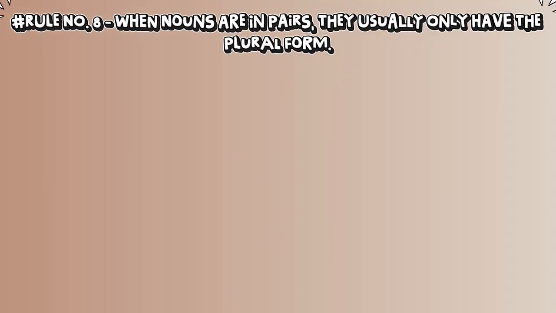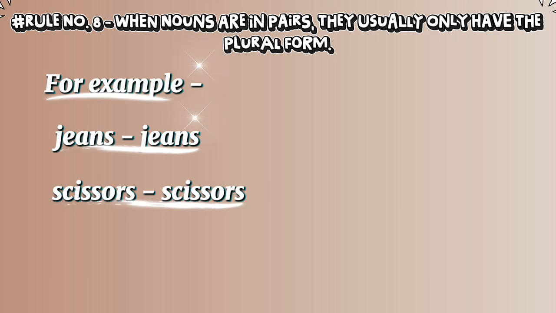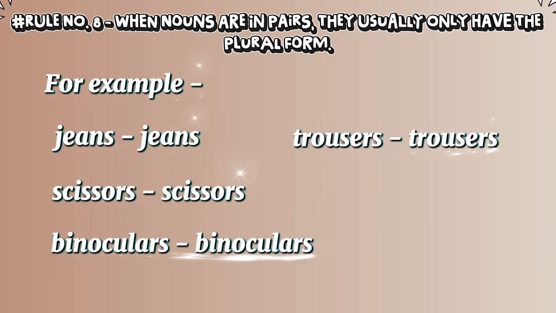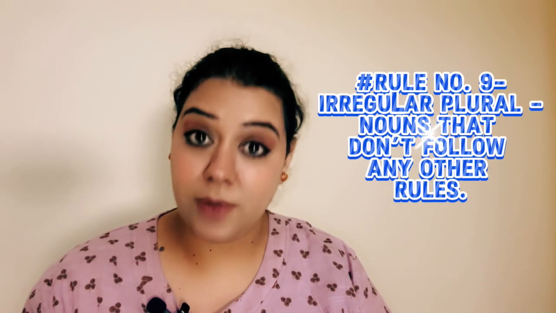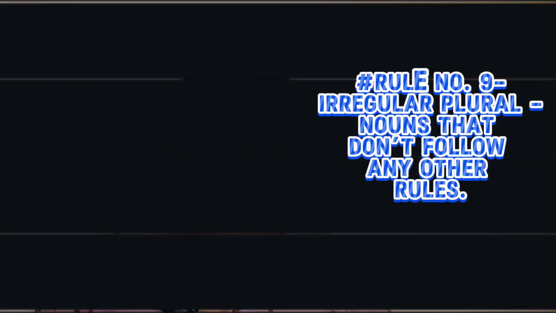Nouns that are in pairs usually only have a plural form. For example, jeans, jeans. Scissors, scissors. Binoculars, binoculars. Trousers, trousers. Well, if you ask me, my favorites are rule number 7 and rule number 8. They are not at all tricky and very easy to learn. So, finally, we are moving on to our final one, the rule number 9.